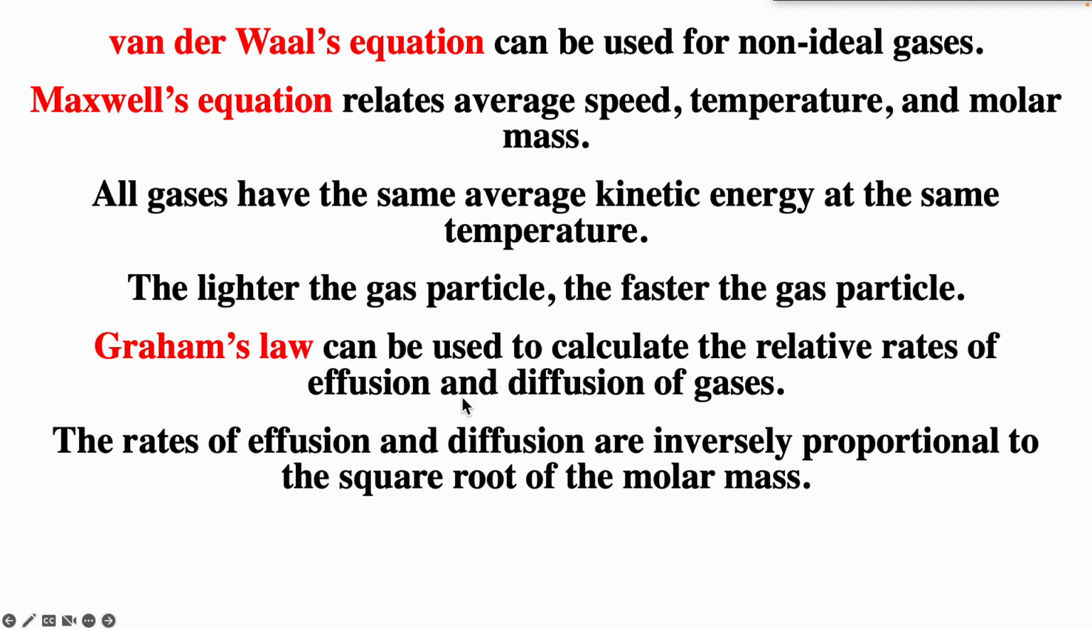And so Van der Waals equation can be used for non-ideal gases. You should be able to recognize how it's related to the ideal gas law. Maxwell's equation relates average speed, temperature, and molar mass. All gases have the same average kinetic energy at the same temperature, but lighter gas particles are faster. Graham's law can be used to calculate the relative rates of effusion and diffusion. The rates of effusion and diffusion are inversely proportional to the square root of their molar mass. I hope that was helpful.